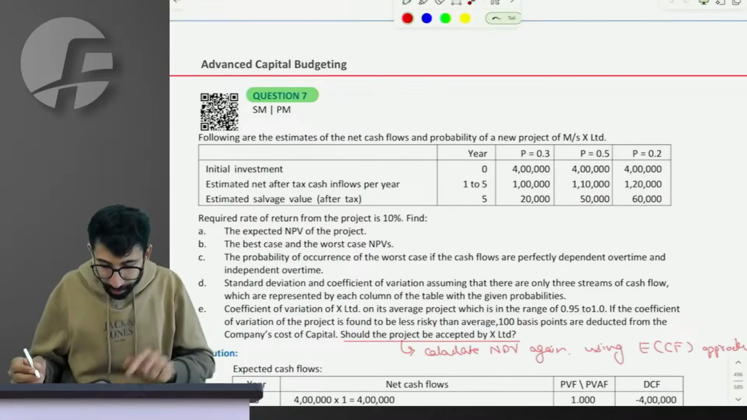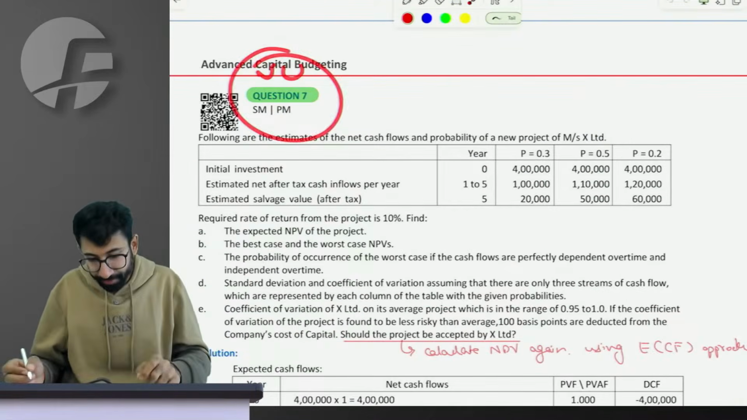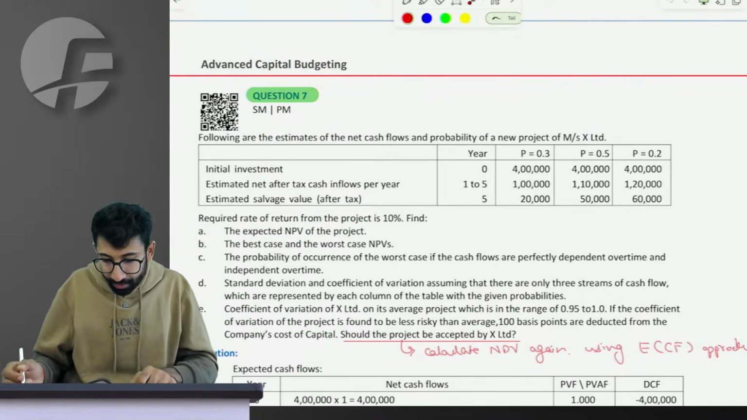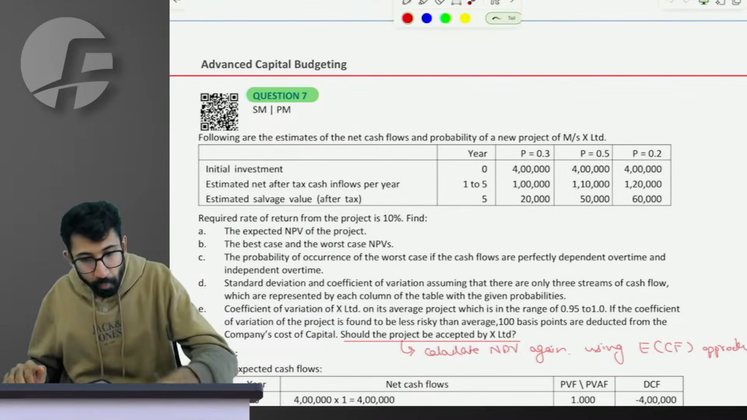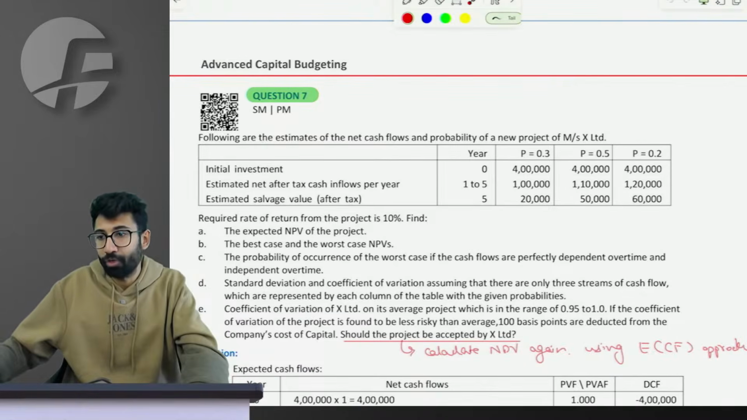So let's solve question number 8, question number 7 for that, right? Really a great question, a comprehensive question that we're gonna solve. Come on, just give me a second, let me have water, then we all continue. Give me a minute.